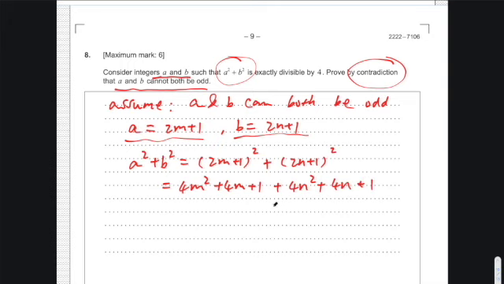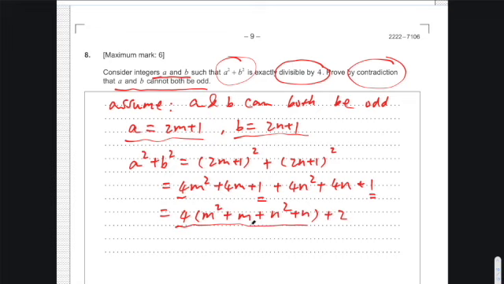Okay, we notice that a lot of the terms have coefficient 4, so let's group these terms together and factor out a 4, because we need to prove that this is divisible by 4. If we factor out 4, we have m squared plus m, then plus n squared plus n, but we have 1 plus 1, so that's 2 outside of the parentheses. In this part, because it has a factor of 4, obviously this is divisible by 4, right? But 2 is not divisible by 4.